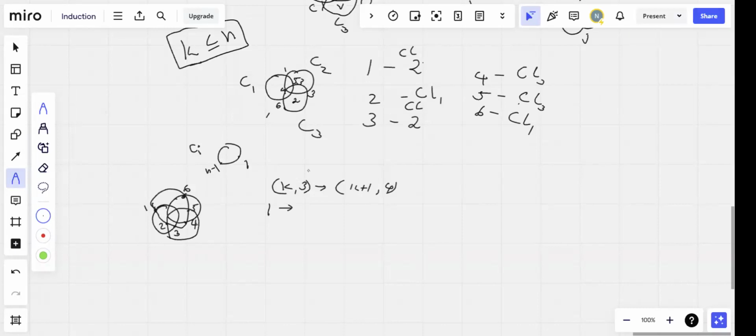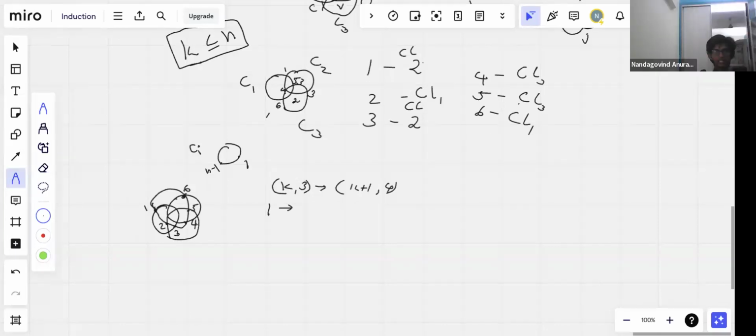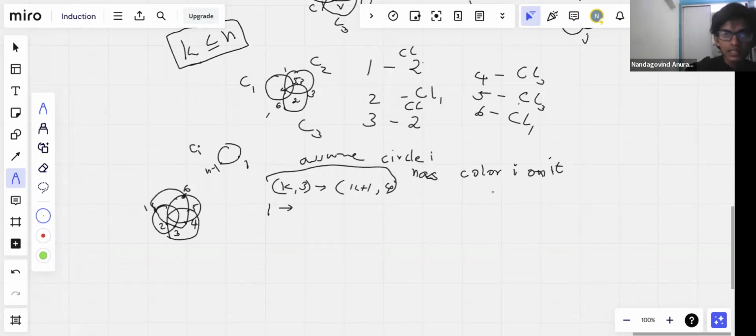So I guess I'll give a hint here. Remember when I stated this? Assume circle i has color i on it. So assume that circle i has color i on it. What additional leverage does this give us?